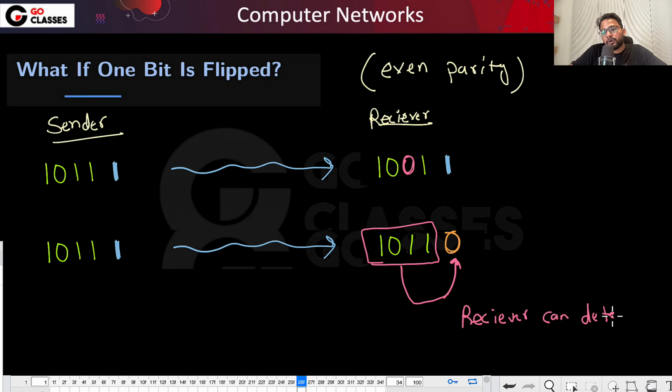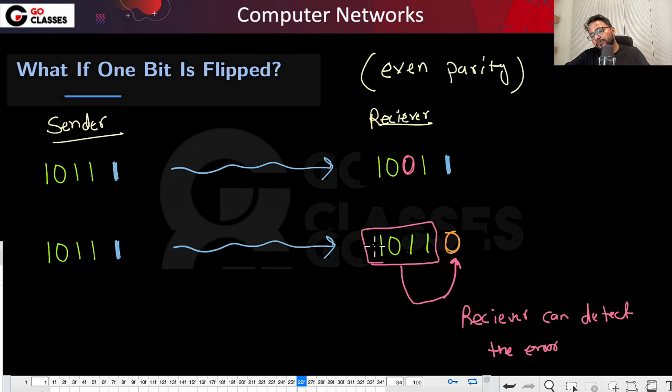I hope my point is clear to everyone. The point is that you have some code, and if one of the bits gets flipped, it could be the parity bit or it could be a data bit, then the whole equation, that the number of ones should be even, will change, right?